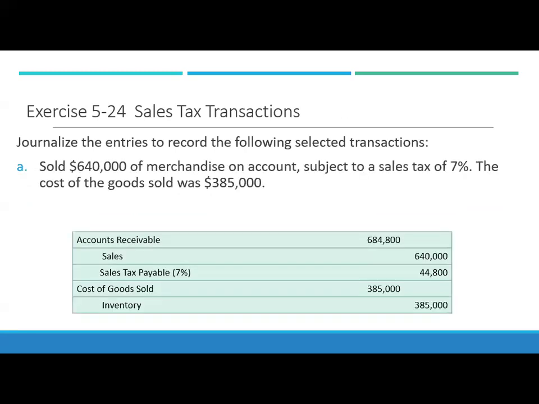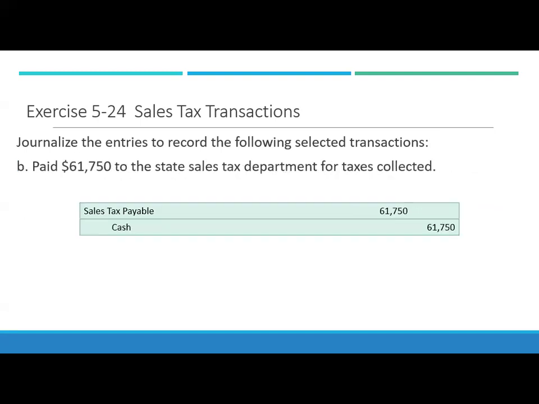If there's sales tax, we record a sales tax payable amount, and then we record the sales tax payment as a reduction of the sales tax payable, and then a credit to cash at the time of the payment.